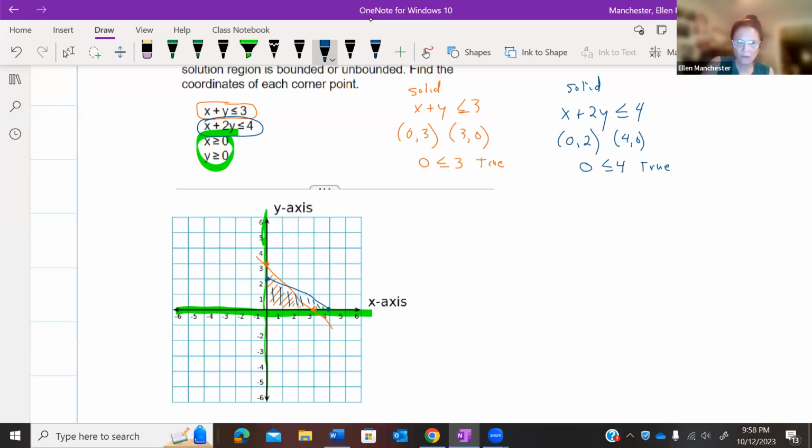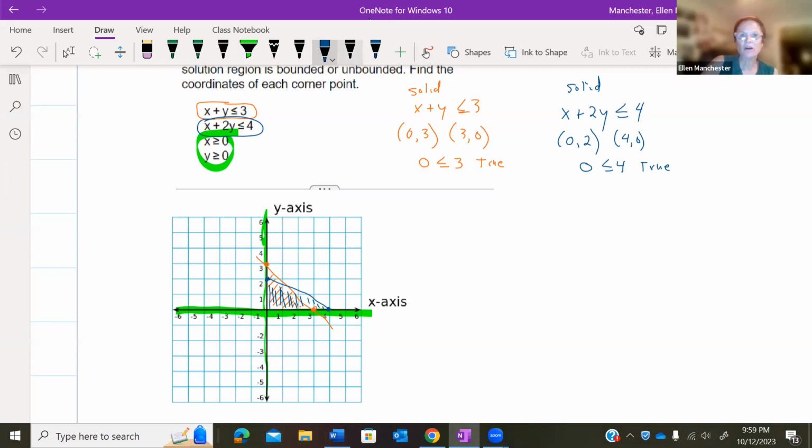Okay, now notice where the double shading is, right? The double shading is right in this area. It's not between the two x-intercepts. That's only blue here. And it's not between the two y-intercepts. That's only orange. The double shading is right here in this section.